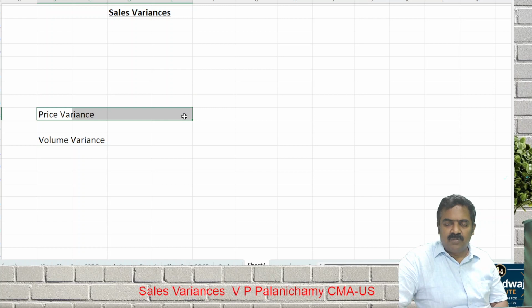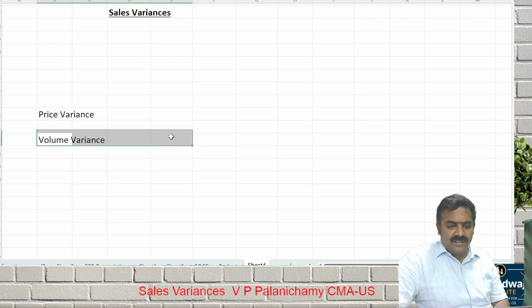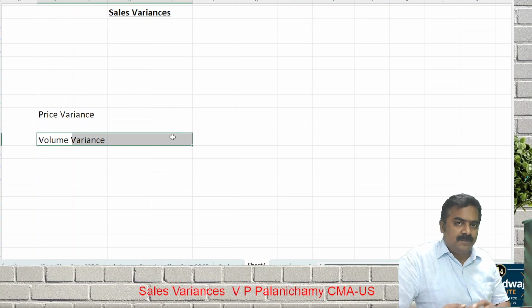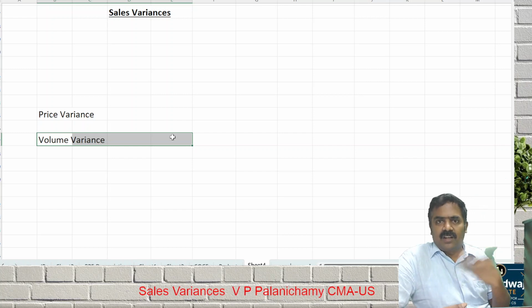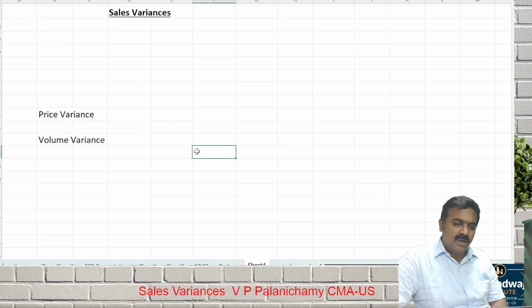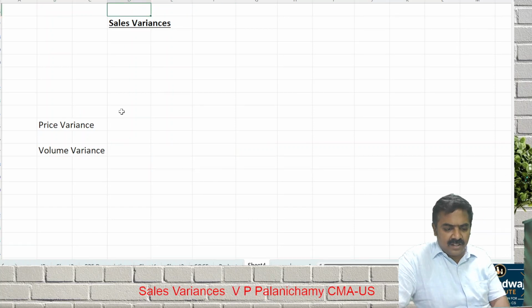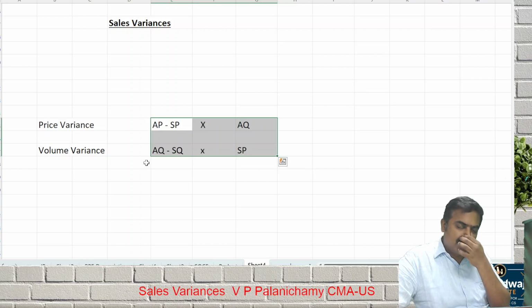Change in the price: we would have planned $5 per unit, but actual would have been $4.5 per unit, or it could have been more also. And the volume of products sold: we would have planned 5,000 units. Actual sales may be less than 5,000, or more than 5,000. So sales variances mainly arise due to two reasons. One is price variance, second is volume variance. How to work out?